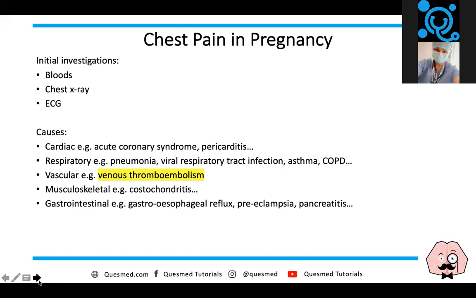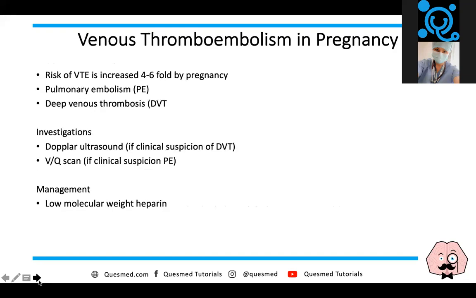Initial investigations are the same as a non-pregnant person. We want to do bloods, we want to do a chest x-ray, making sure to shield the abdomen, and we want to do an ECG. And I've just highlighted there venous thromboembolism because we are obsessed with that in pregnancy. The reason we're worried about this is that the risk of VTE is increased 4 to 6-fold by simply being pregnant. And VTE obviously includes both pulmonary embolism, PE, and deep venous thrombosis, DVT.